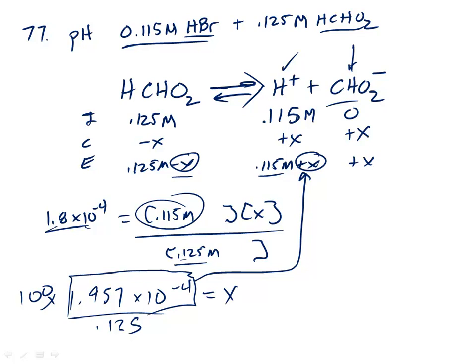I did 1.8 up to the negative 4 times 0.125, divided by 0.115. Yeah, and I get 1.956 times 10 to the negative 4. All right. Well, let's go on because we've got 5 minutes here. I want to make sure we can do this part and we'll come back.